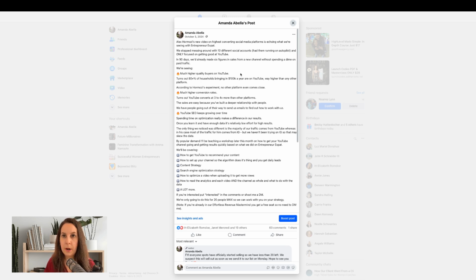Much higher quality buyers. Turns out that 80% of US households bringing in 100K a year are on YouTube, way higher than any other platform. According to Hormozi's experiment, no other platform comes close. Much higher conversion rates. Turns out YouTube converts at 3 to 4 times more than other platforms. The sales are easy because you've built a deeper relationship with people. We have people going out of their way to send us emails to find out how to work with us.